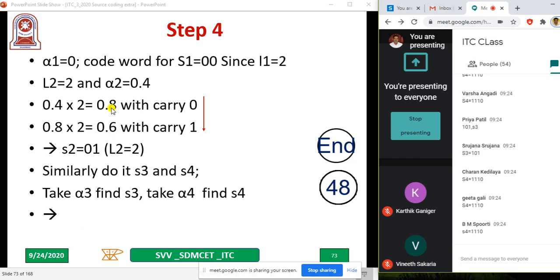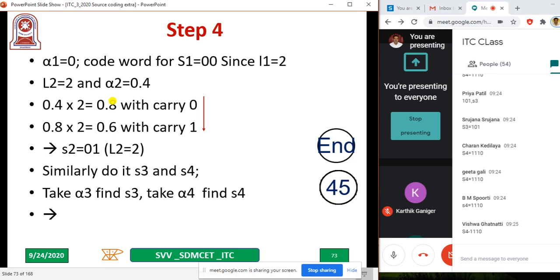I'll explain once again. Those who are having doubts, they can see it. Alpha 1 I have to take 2. Alpha 1 is 0 directly. Alpha 2 we took it for S2. For S3, alpha 3. Anyway, next slide is there.